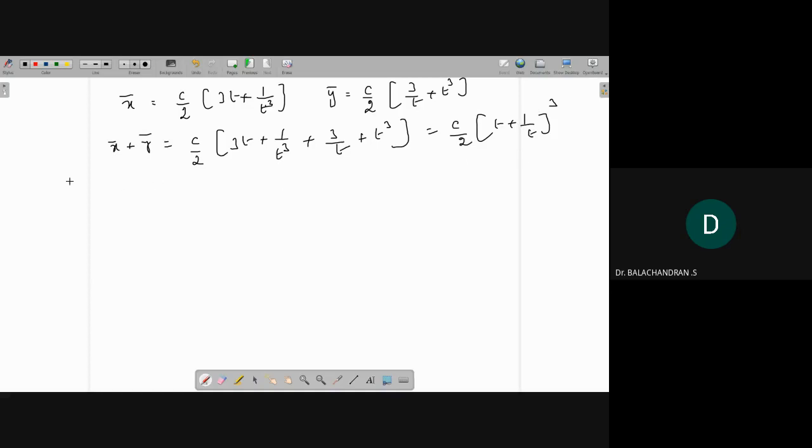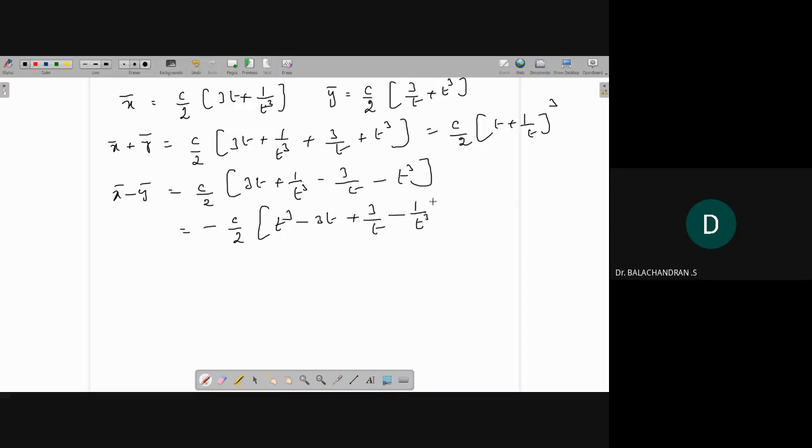So similarly, we need to find x bar minus y bar equal to C by 2 into 3t plus 1 by t cube minus 3 by t minus t cube. So from this I am taking a minus sign commonly. So C by 2 into t cube minus 3t plus 3 by t minus 1 by t cube. Sorry, that is equal to minus C by 2 into t minus 1 by t whole cube.